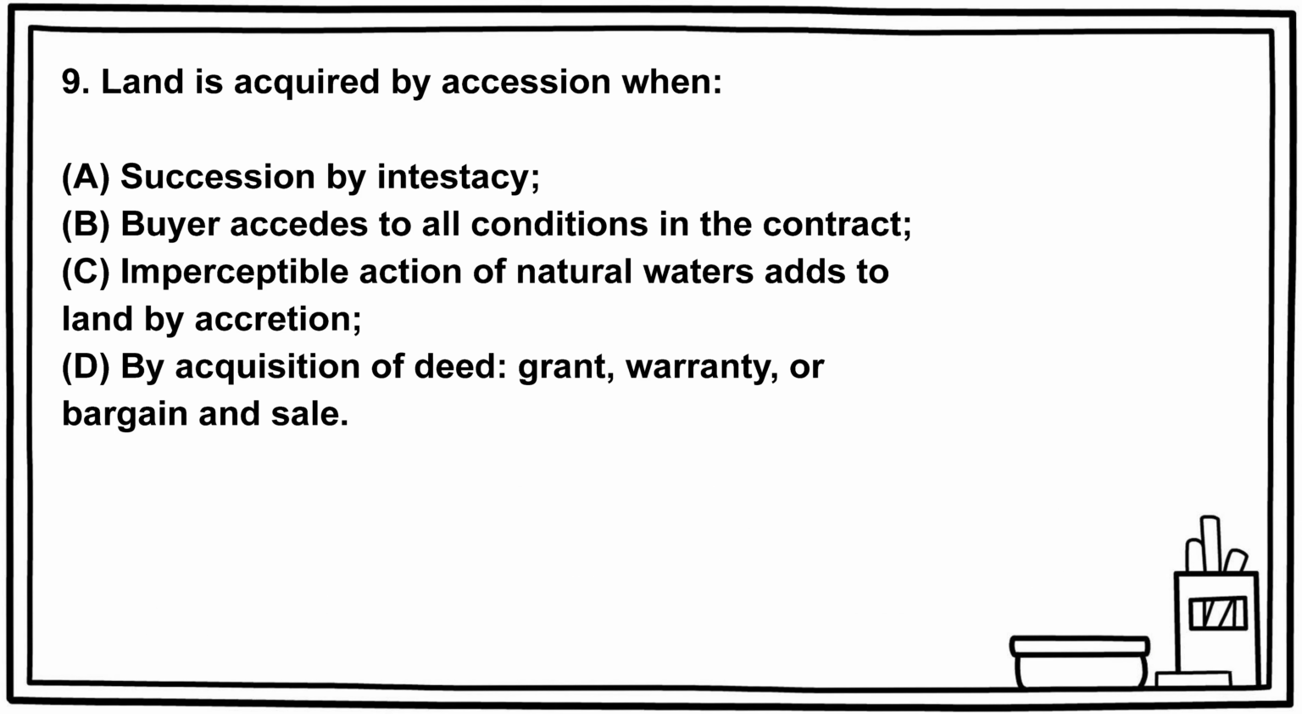9. Land is acquired by accession when A. Succession by intestacy. B. Buyer accedes to all conditions in the contract. C. Imperceptible action of natural waters adds to land by accretion. D. By acquisition of deed, grant, warranty, or bargain and sale.